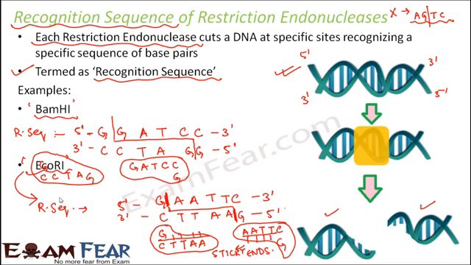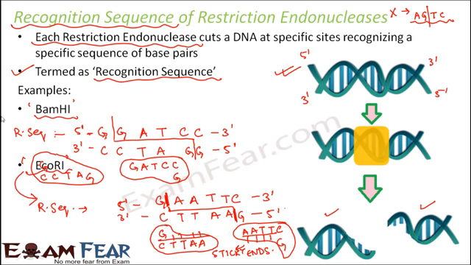So sticky ends are formed when the restriction endonuclease enzyme cuts a DNA in this very fashion. Now, it is not always necessary that every time a restriction endonuclease enzyme will cut a DNA in such a way that sticky ends are formed. There are two types of ends that can be formed by a restriction endonuclease enzyme. One is a sticky end and the other one is the blunt end. We will talk about sticky end and blunt end in one of the next slides.